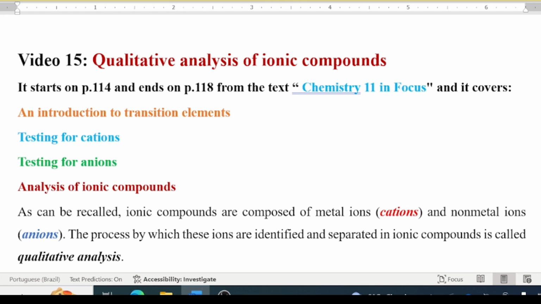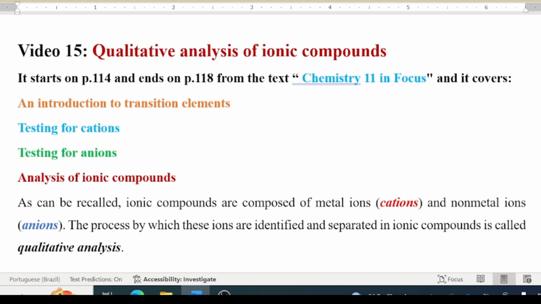Our lesson today deals with qualitative analysis of ionic compounds. It starts on page 114 and ends on page 118 from the text Chemistry 11 in Focus. It deals today with an introduction to the transition elements, testing for cations, testing for anions, and analysis of ionic compounds.